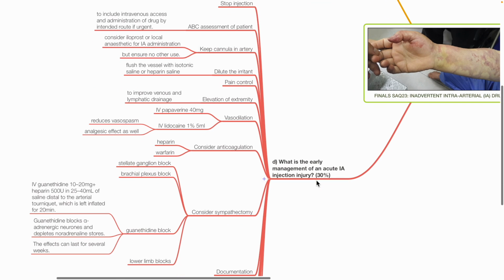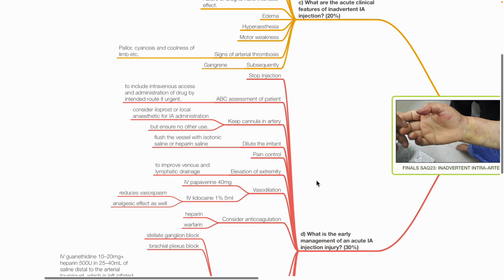D. What is the early management of an acute intra-arterial drug injury? First, stop the injection. Airway, breathing and circulation assessment, to include IV access and administration of drug by intended route if urgent. Keep the arterial cannula in the artery. Consider iloprost or local anesthetic for intra-arterial administration, but ensure no other use. Dilute the irritant. Flush the vessel with isotonic saline or heparin saline.